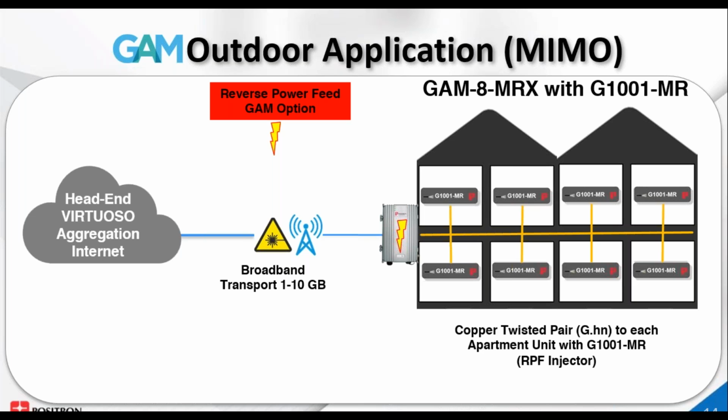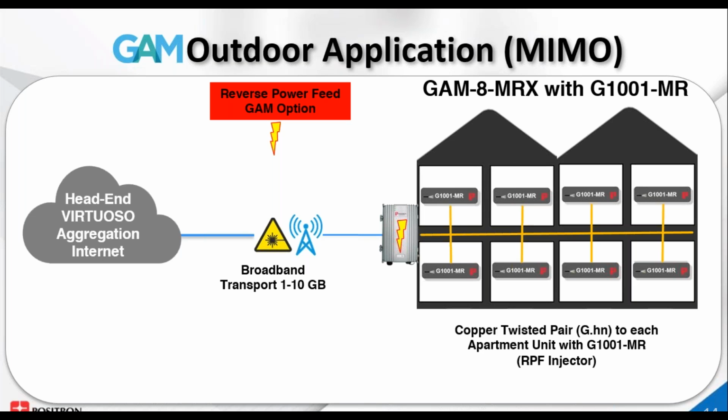Here's a simple diagram of how you have your uplink, whether it's optical or fixed wireless, connecting to the GAM, and the GAM here has copper pairs to each of the households. The other element is that in the head end, or the NOC, we install VIRTUOSO. VIRTUOSO is a software tool. It's an element management software from Positron that runs on a Linux server with the hardware of your choice. Just a regular PC will do.